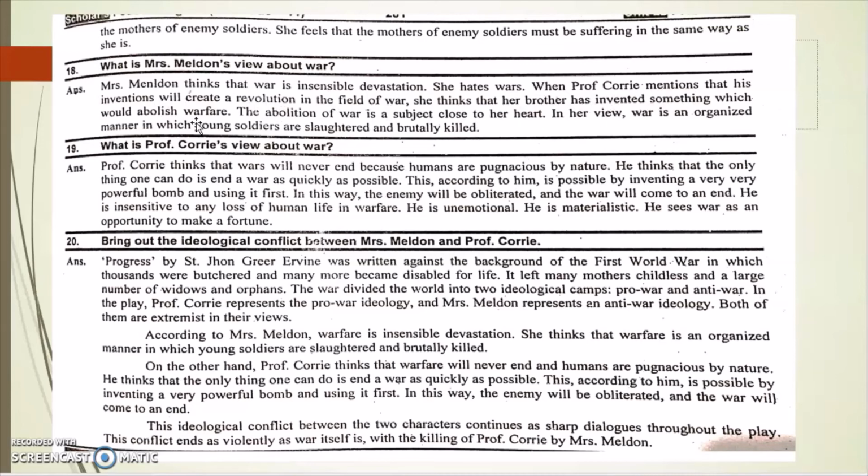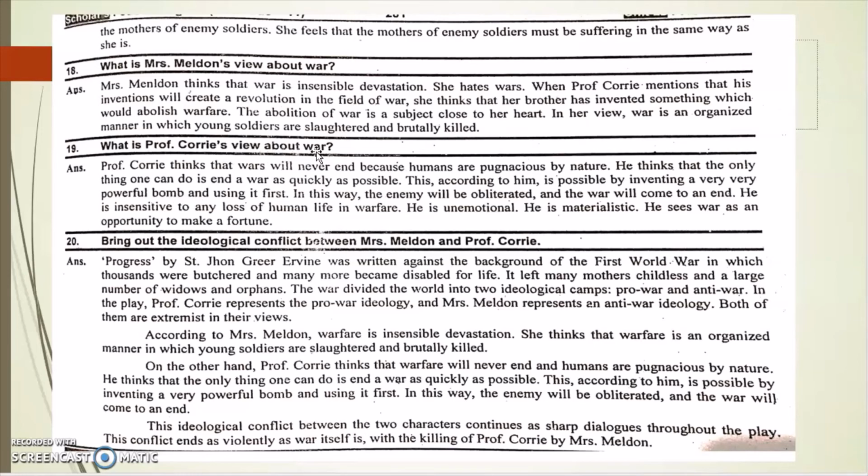So when he initially tells her that I have made something that is going to end war, she's so happy because she's thinking that, oh, he has finally come up with some way of stopping war. The abolition of war is a subject close to her heart. In her view, war is an organized manner in which young soldiers are slaughtered and brutally killed. So she does not believe in war at all. She believes that war is not a solution.